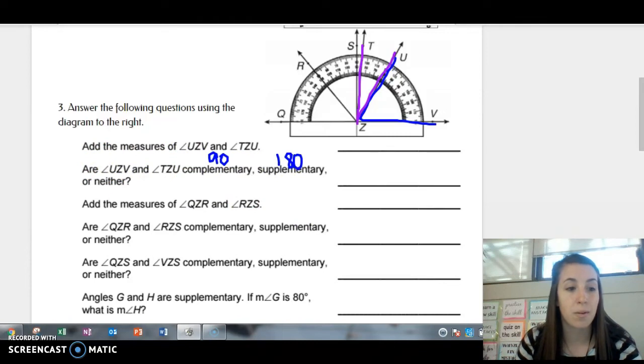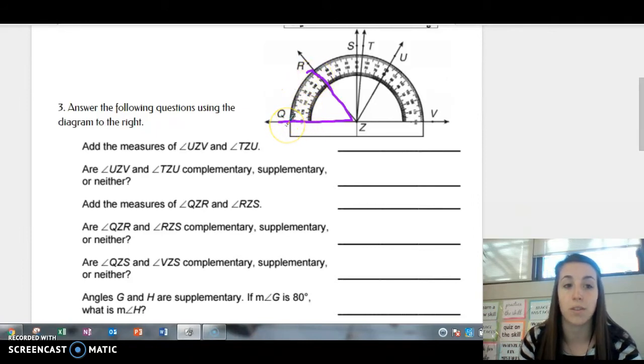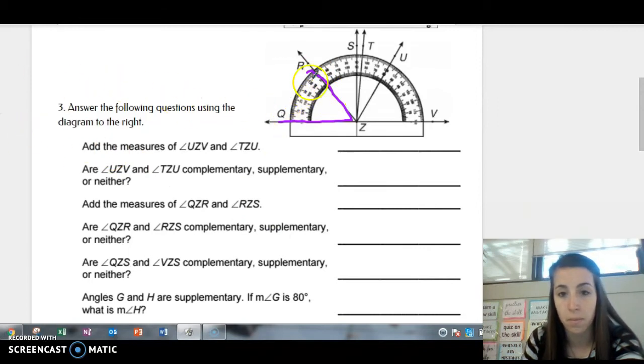The next thing it wants you to do is to look at the measures, and it looks like we're going to be looking at QZR. So Q to ZR is here. This one does start at 0, but it is still an acute angle. So you're going to be looking at the angle measures that are smaller. Again, you're looking at the smaller numbers because it's acute, less than 90. So you're going to figure out that measure, and you're going to do RZS. Let's do that one in blue.